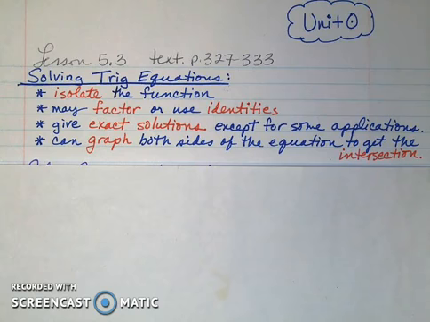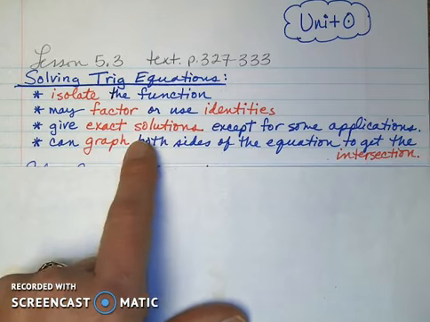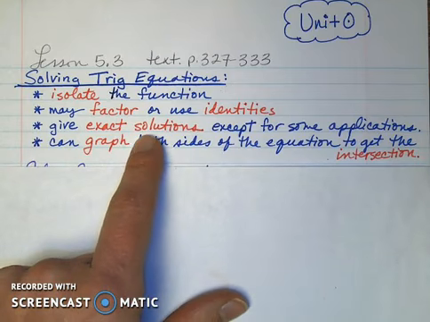Get the sine, cosine, the trig function usually on one side of the equation, or you need to factor it so that you can solve for both answers. You may factor or use the identities. That's why we've been practicing this for 2 sections, so that they are now common to you and you have those down so that you can now apply them. You're going to give exact solutions. That means no decimals. All your answers are going to be in pi, except for some applications, right? But most of the time, your answers are in radian value.